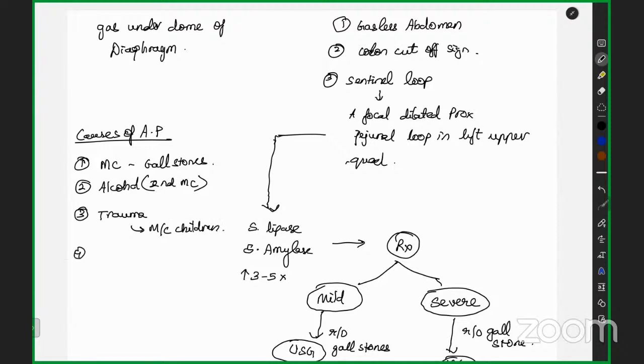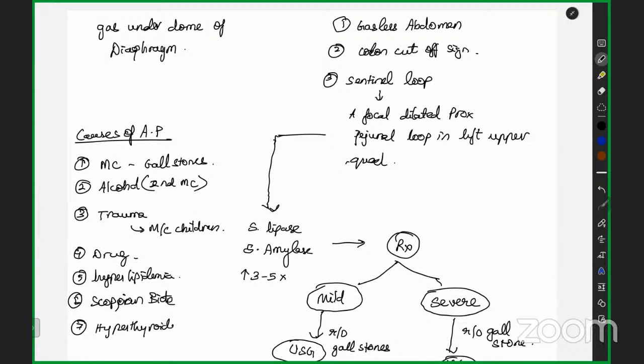And fourth is going to be drugs like ART therapy, chemotherapy, thiazide diuretics. All of these can cause acute pancreatitis. And hyperlipidemia, and scorpion bite. Even scorpion bite can cause it. And then the seventh one is going to be hyperthyroidism. Okay, so these are the causes of acute pancreatitis.